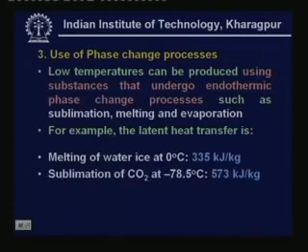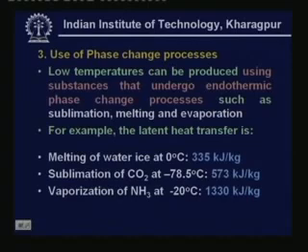The second example is sublimation of carbon dioxide at -78.5 degrees centigrade. When dry ice or solid carbon dioxide sublimates at this temperature, 573 kilojoules of heat is transferred per kg of solid carbon dioxide sublimated. And the last example is vaporization of ammonia at -20 degrees centigrade. That means when liquid ammonia vaporizes into gas at -20 degrees centigrade, 1330 kilojoules of heat is transferred per kg of ammonia vaporized. So these are typical examples and the typical temperatures.